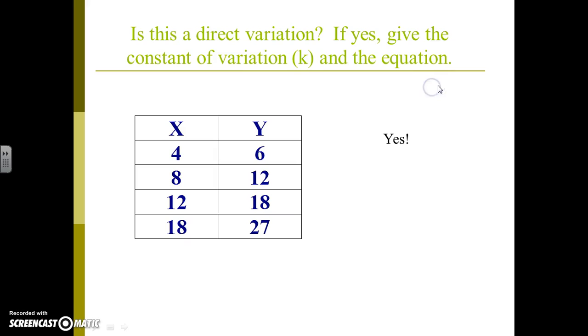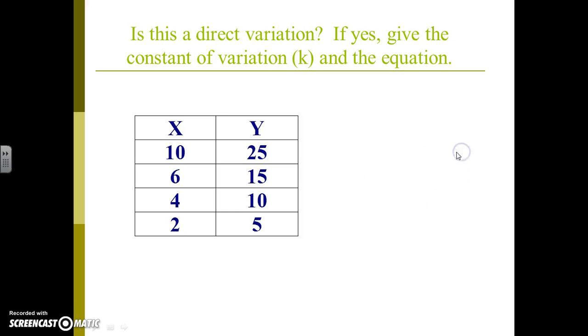Alright, we see that it is, because 6 over 4 is 3 over 2, and so is 12 over 8. These are all the same, so we see that the equation is y = 3/2 x. And that's how that would work there. Again, you could have taken any of these and realized that they are all 3 over 2, so that's the equation. We'll try another example.